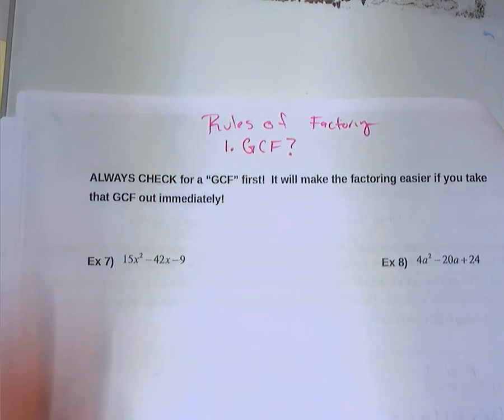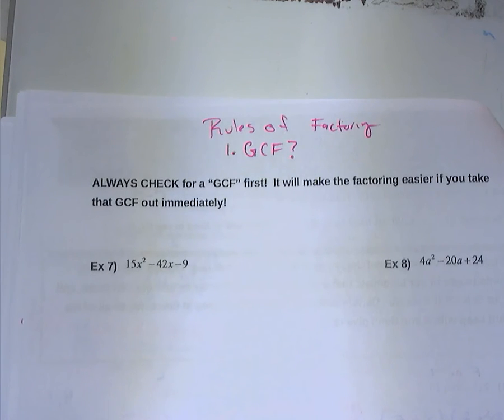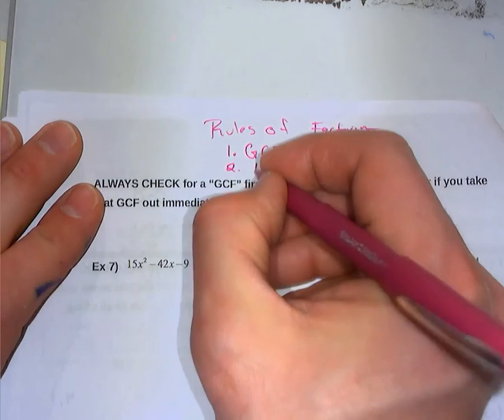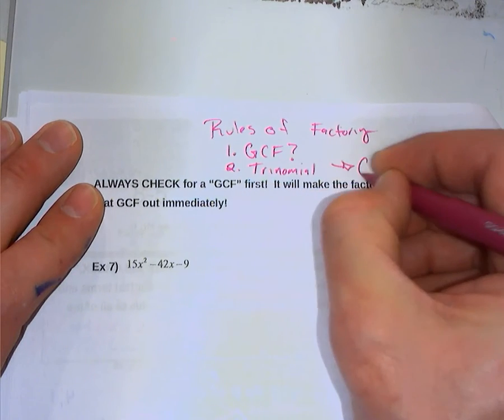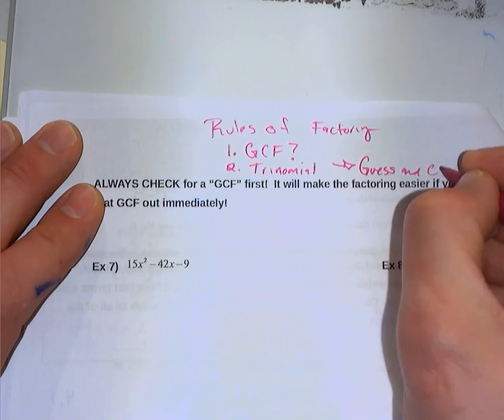The first rule is we always look for a GCF. Is there a GCF? If there's a GCF, then we want to pull that out. The second rule is we look to see if we have a trinomial. And if we have a trinomial, then we use our guess and check method.